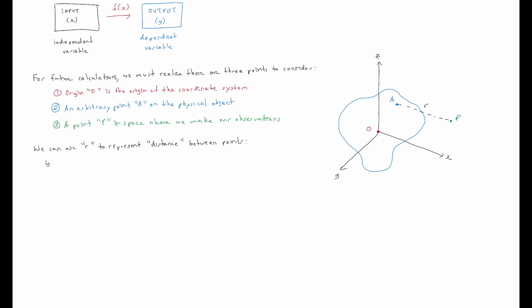So if the line AP is r, then OA and OP can be R1 and R2 respectively. So we have OA being R1 and OP being R2.